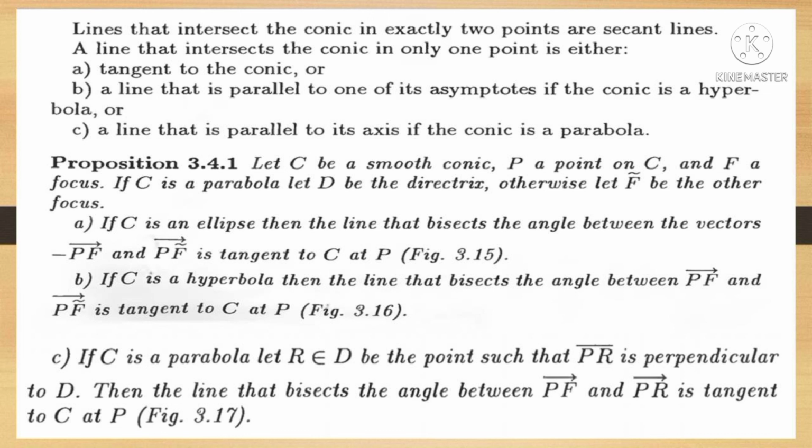And C. If C is a parabola, let R be the element of D such that line segment PR is perpendicular to D. Then, the line that bisects the angle between vector PF and vector PR is tangent to C at P, figure 3.17.